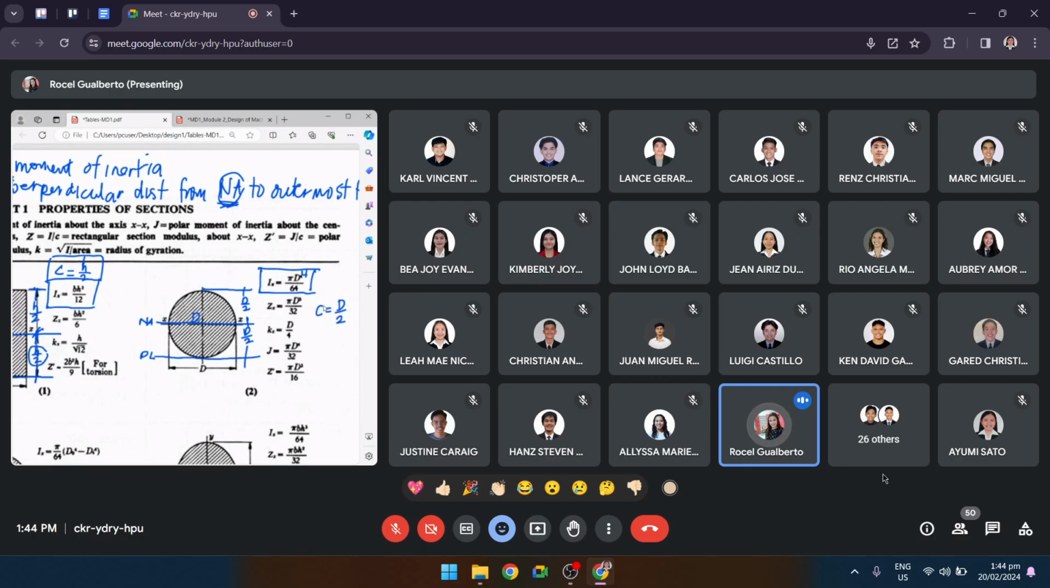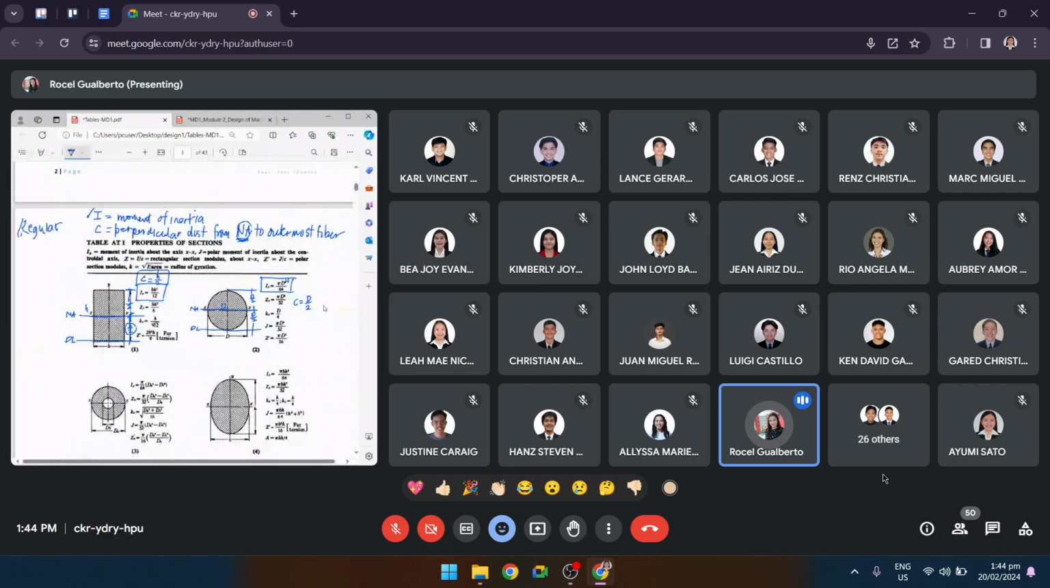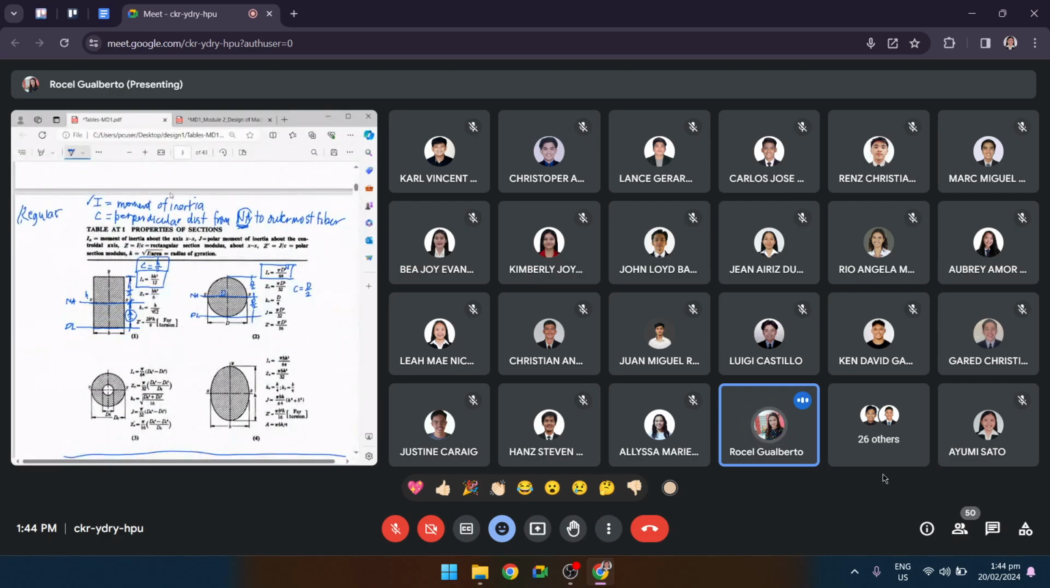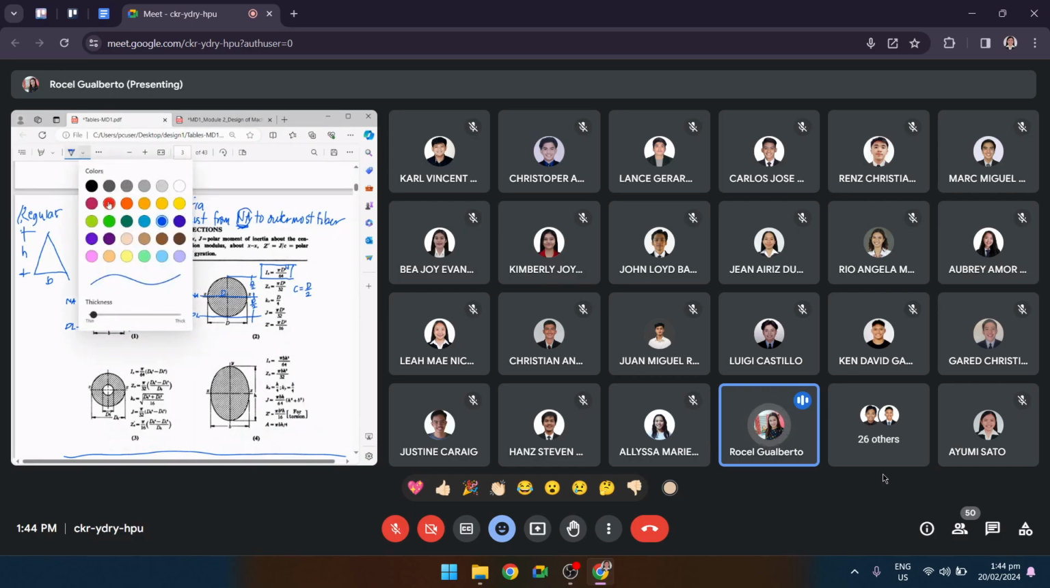Okay, let us take the case of a non-symmetrical member. Say for example, we have a triangular cross section. Say this dimension is B, and then the height would be H. Okay, this is B and this is H. So we set the datum line. The bottom would be set as the datum line or the reference line.